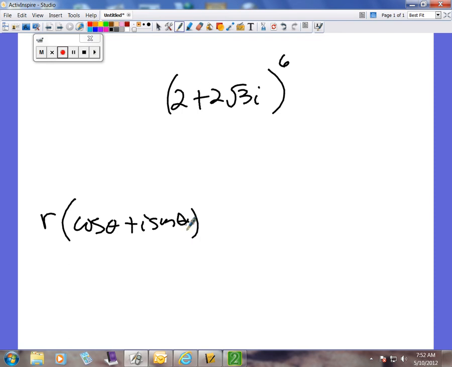Then how do you find r? What do you use to find r? Square root of a squared plus b squared. How do you find theta? Tangent inverse of b over a. And also remember, if it's special triangle values, you need to do it in terms of a special triangle value.